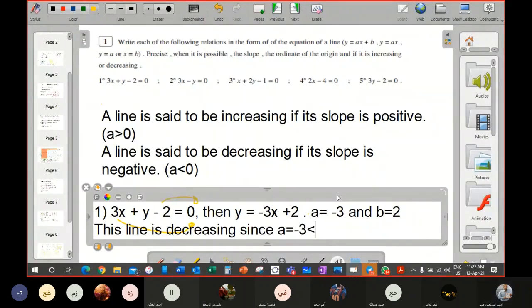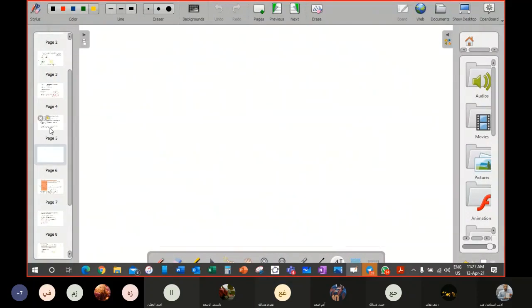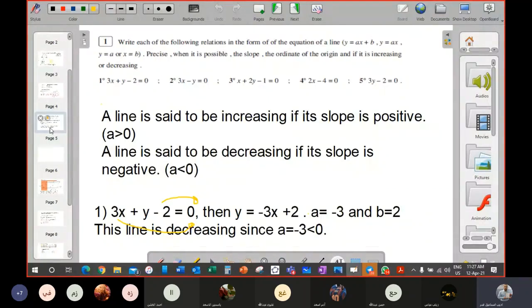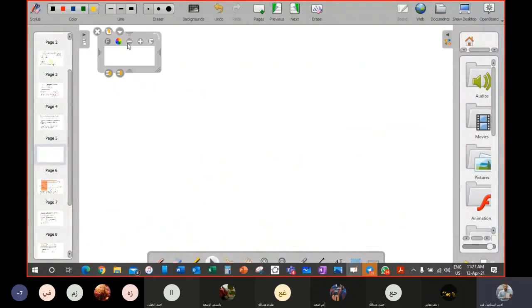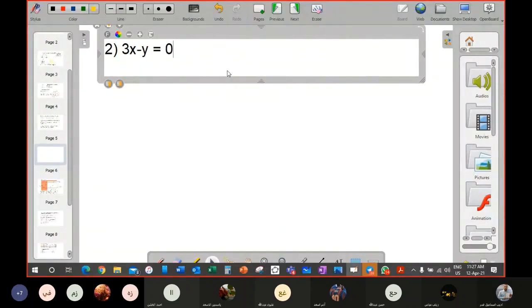Now part 2. Can I solve it? Part 2, we have 3x minus y equals 0. Who will solve? 3x minus y equals 0.